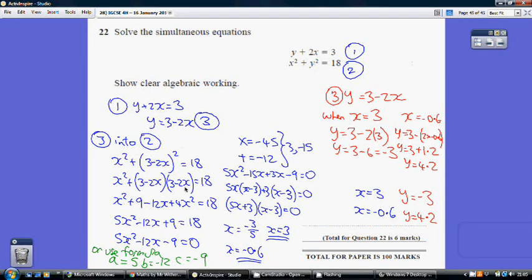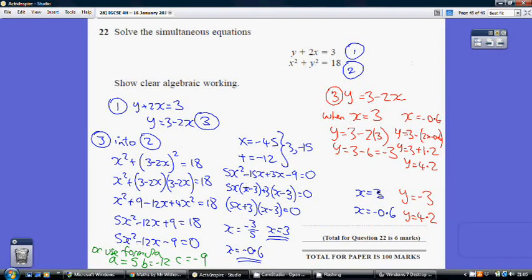Now multiplying out the pair of brackets, you get 9 minus 12x plus 4x squared. Gathering up our left-hand side, because we've got the two terms with x squared in it, we get 5x squared minus 12x plus 9 equals 18. Taking away 18 from both sides, we've now got a quadratic equation which we can solve. Now you can either use the formula, where a would be 5, b would be minus 12, and c would be minus 9, or you can factorise it. Either way, you're going to get your two values for x of minus 0.6 and 3.